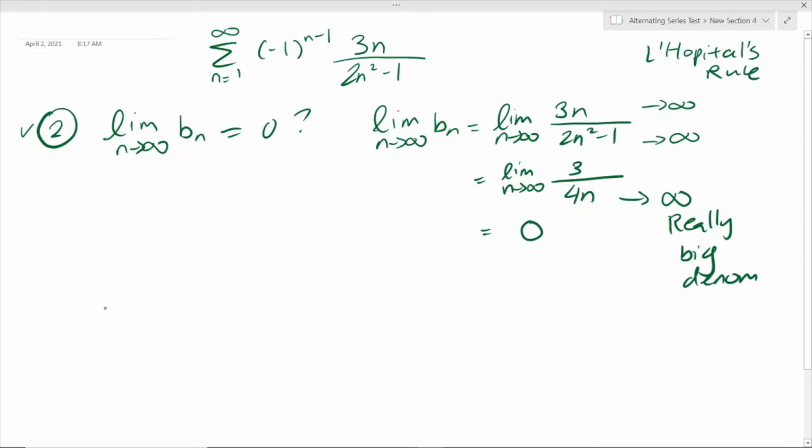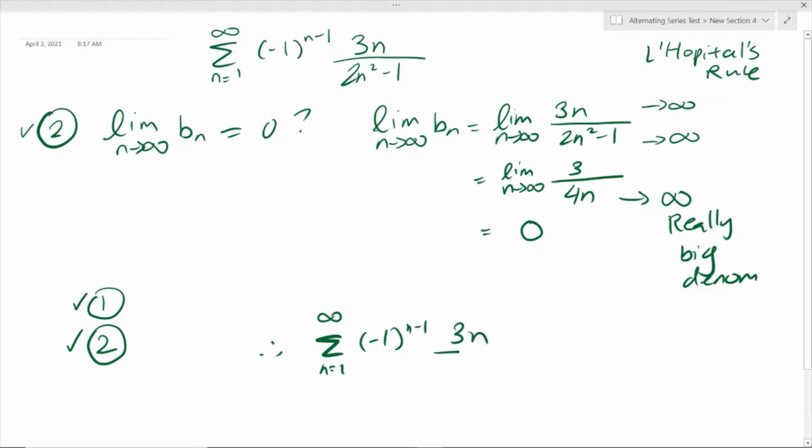So since we satisfied both conditions, then we can conclude that therefore the series, this given series, converges.